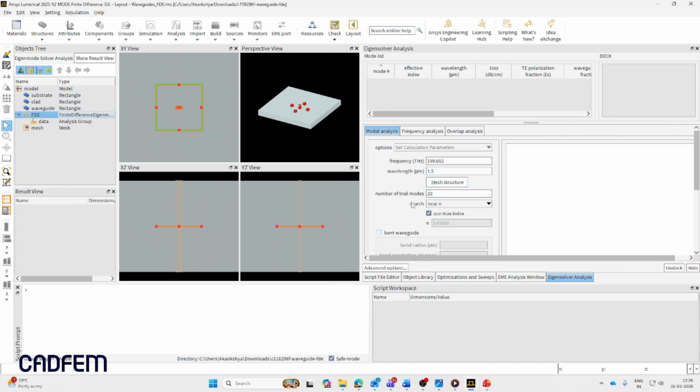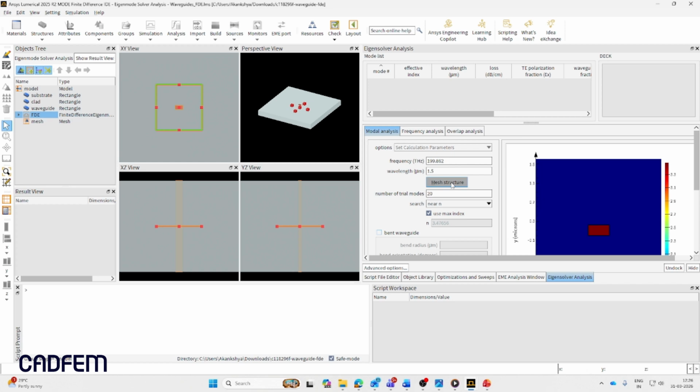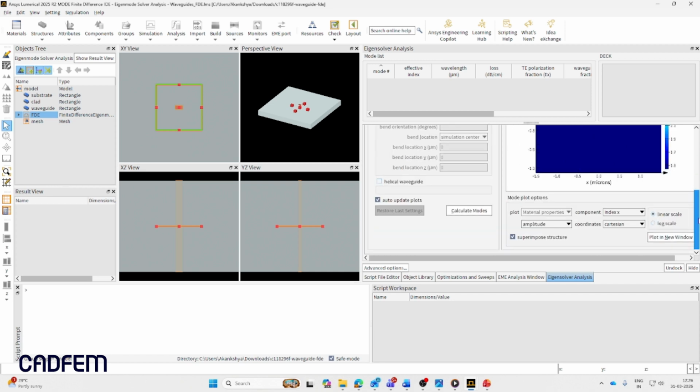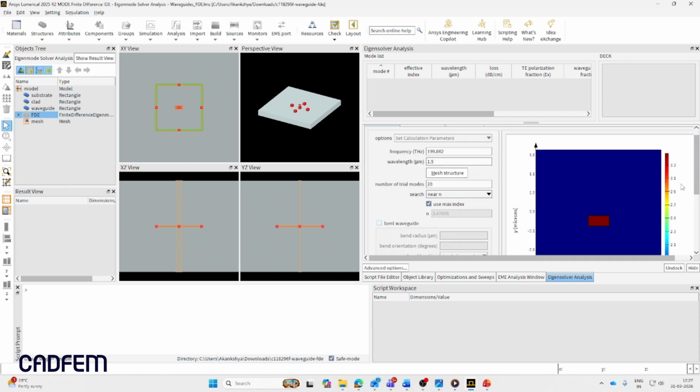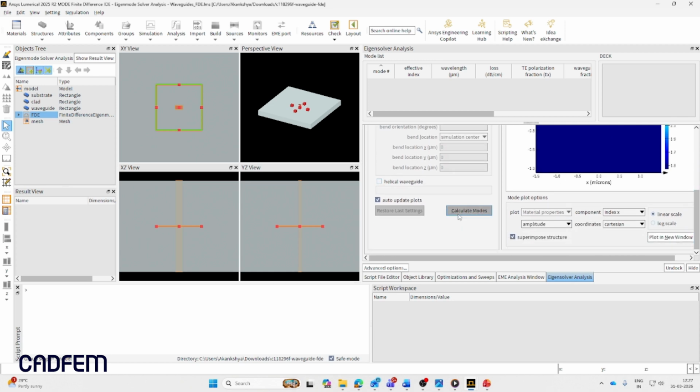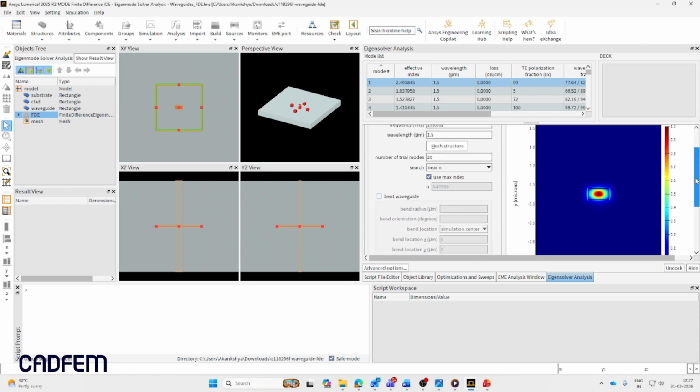Once the setup is complete, the simulation can be executed. After running the simulation, the eigenmode analysis window provides insights into the results. By observing the mesh structure, the waveguide geometry becomes visible along with its refractive index distribution. The color scale indicates the refractive index values, where the waveguide core appears in red with a refractive index above 3.3, while the cladding appears in blue with a refractive index around 1.5.